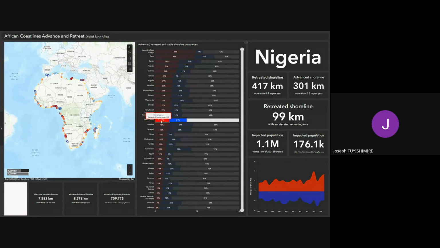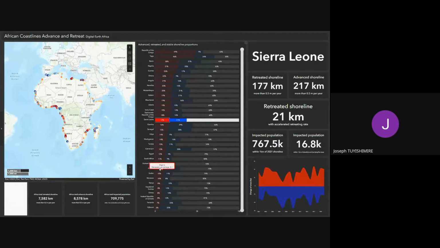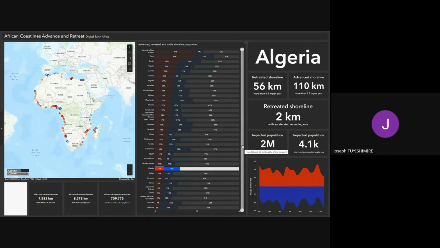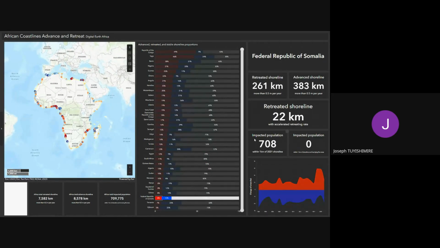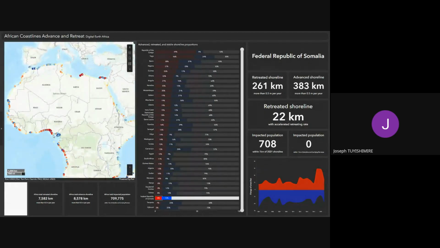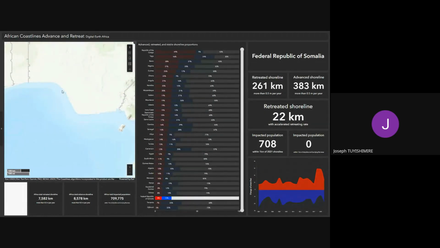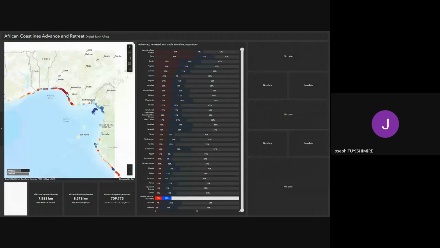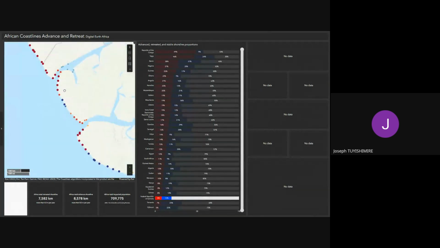Can you go for Sierra Leone? It just was for Nigeria, and can you go for Somalia? You know that Somalia is the one with the longest coast in Africa. But also, you can go to any point here on this map.